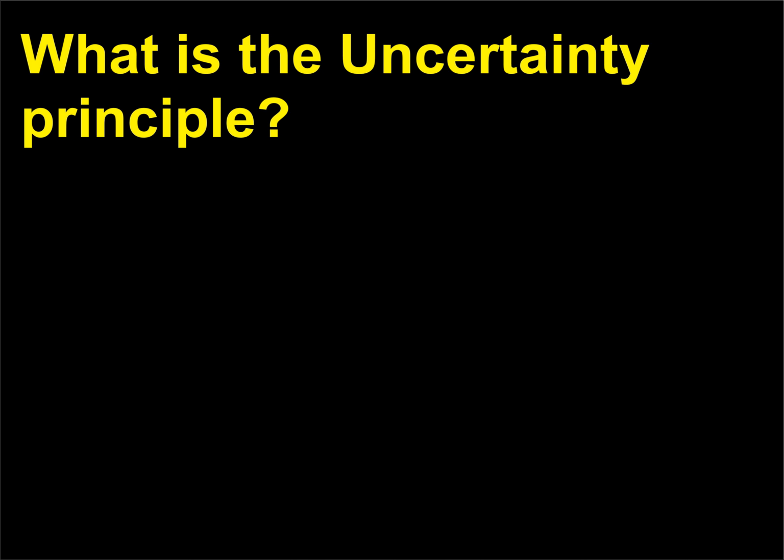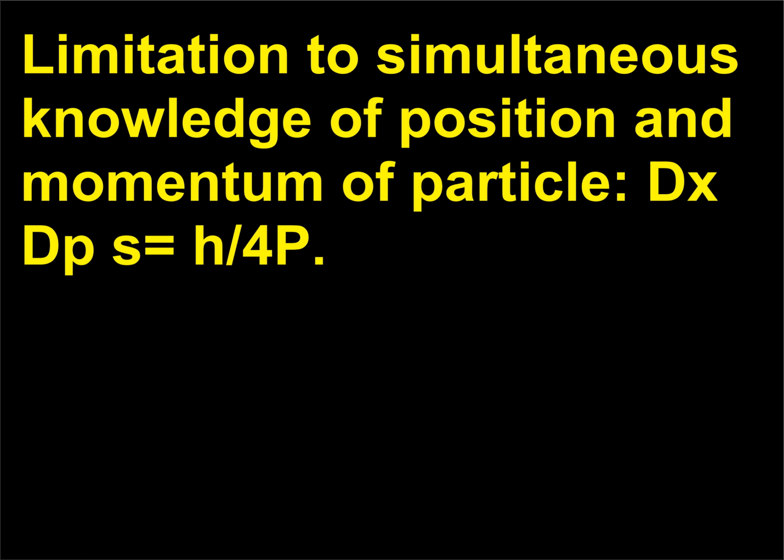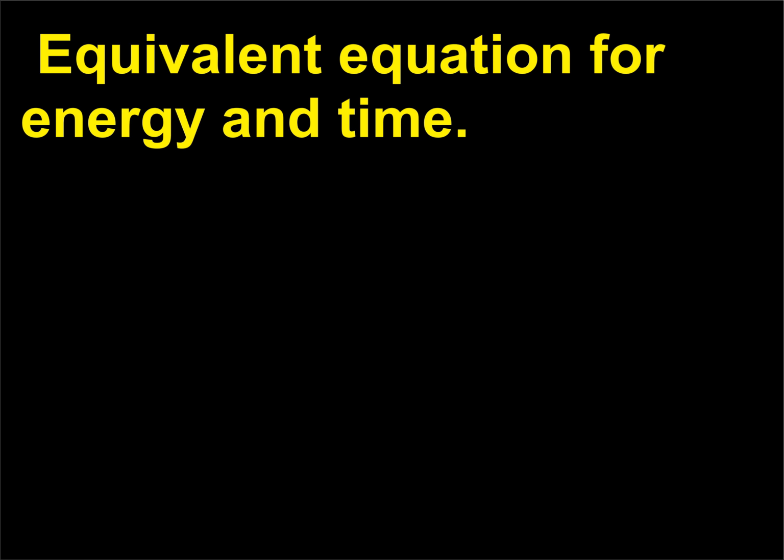What is the uncertainty principle? Limitation to simultaneous knowledge of position and momentum of a particle: delta x delta p equals h/4π. Equivalent equation for energy and time.